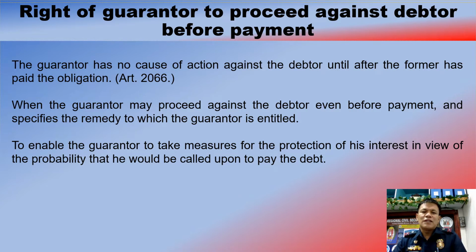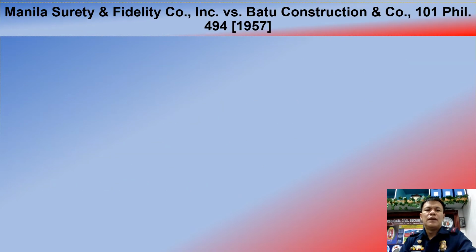The purpose is to enable the guarantor to take measures for the protection of his interest in view of the probability that he would be called upon to pay the debt. The provisions of Article 2071 are applicable and available to the surety.